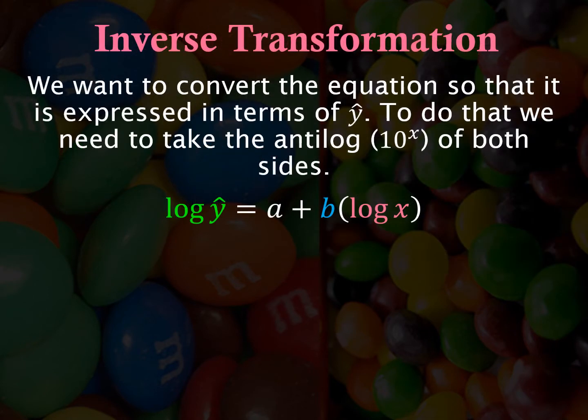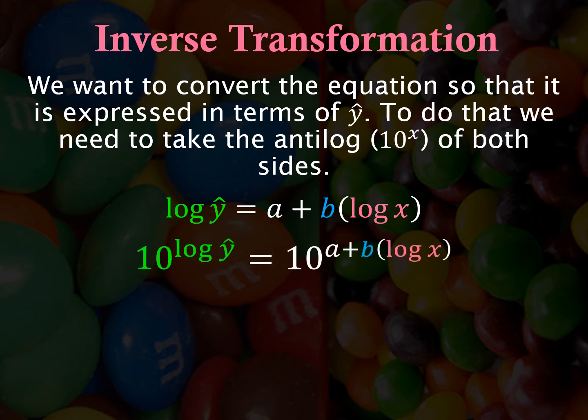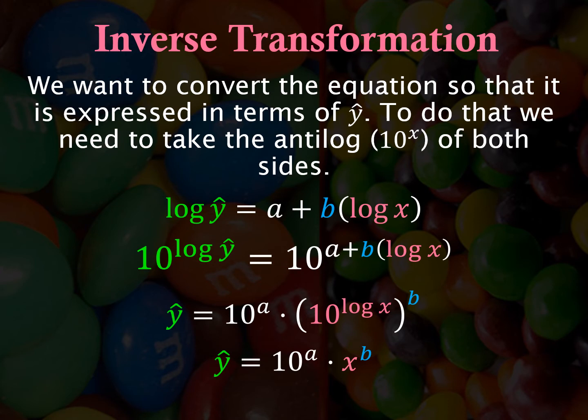Now, the inverse transformation is basically taking an equation expressed in the log of y hat and making it in terms of y hat. To do that, we need to take 10 to the power of both sides. So you get y hat equals 10 to the a times 10 to the log x to the b. And notice 10 to the log x, those are inverse functions. So y hat ends up being 10 to the a times x to the b.